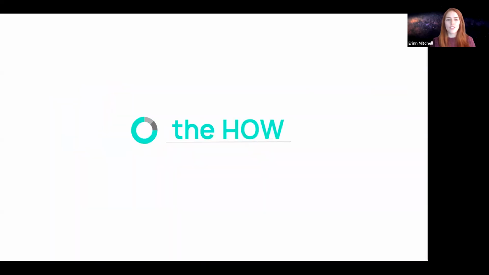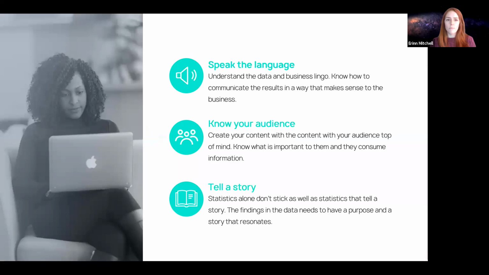So now we're going to jump into the how to be a data translator based on my experience. And like I mentioned, a lot of my experience has been in the data visualization space, so this how definitely has a data visualization lens. The 3 pillars that I brought up at the beginning of the presentation are here again.